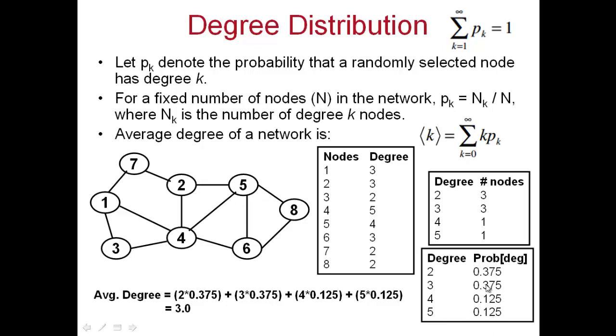What this probability means is, given this particular graph, if I randomly pick a vertex out of that graph, what is the probability that the vertex I pick will have, say, degree 2? That is this probability, 0.375. So you can see, looking at this graph, there's no vertex with degree 1.